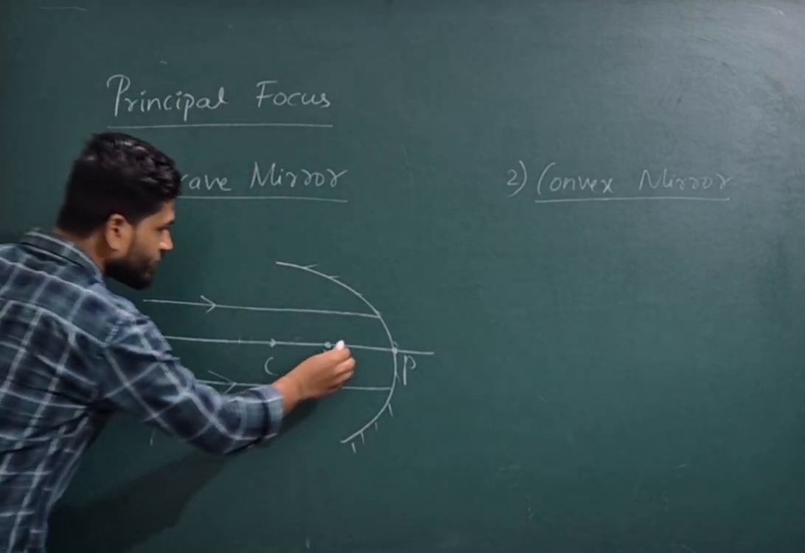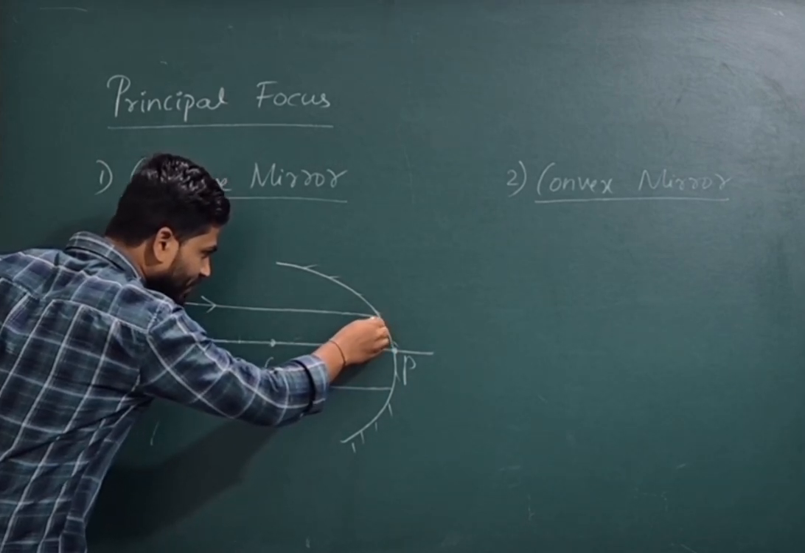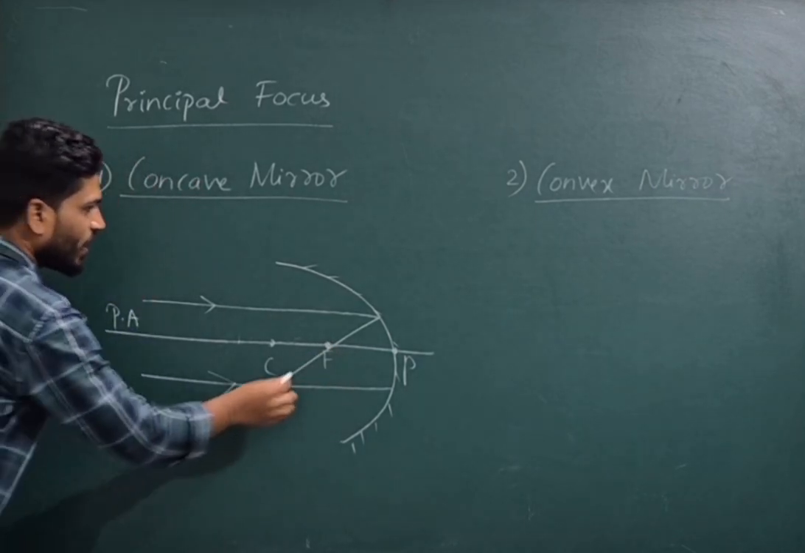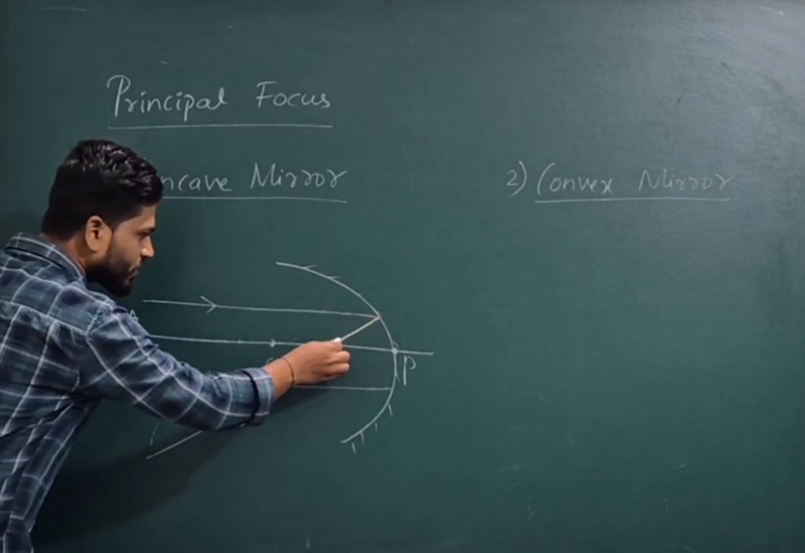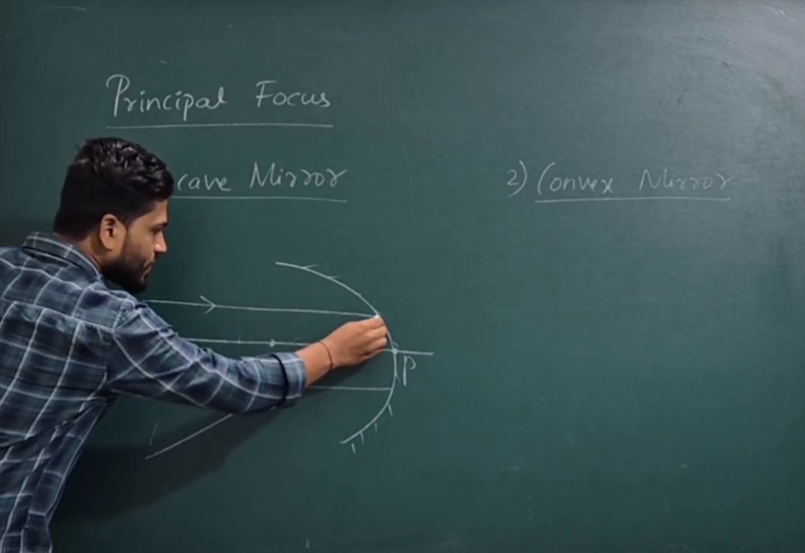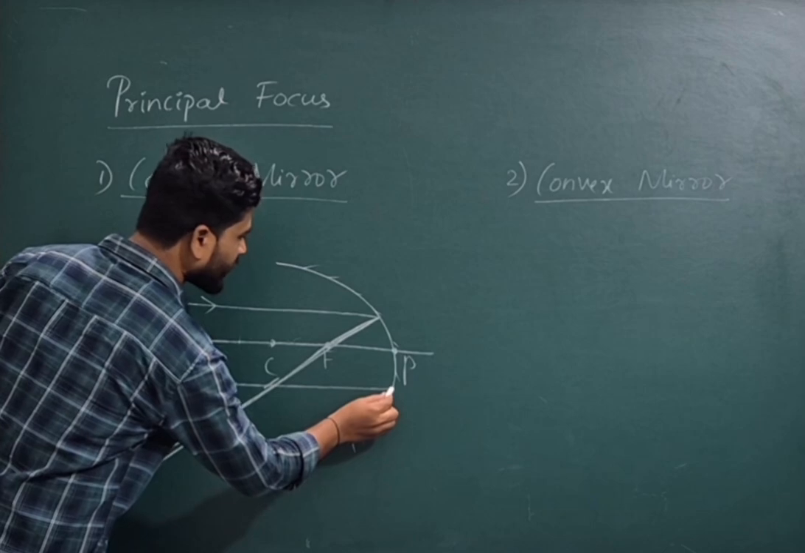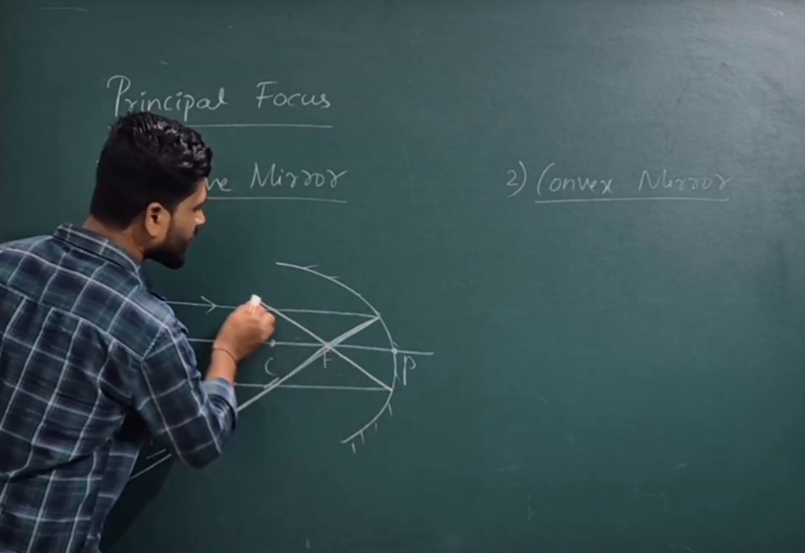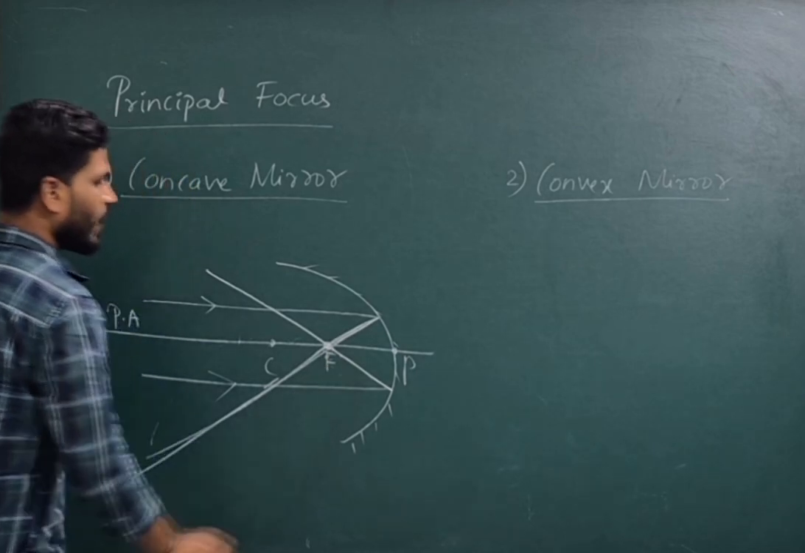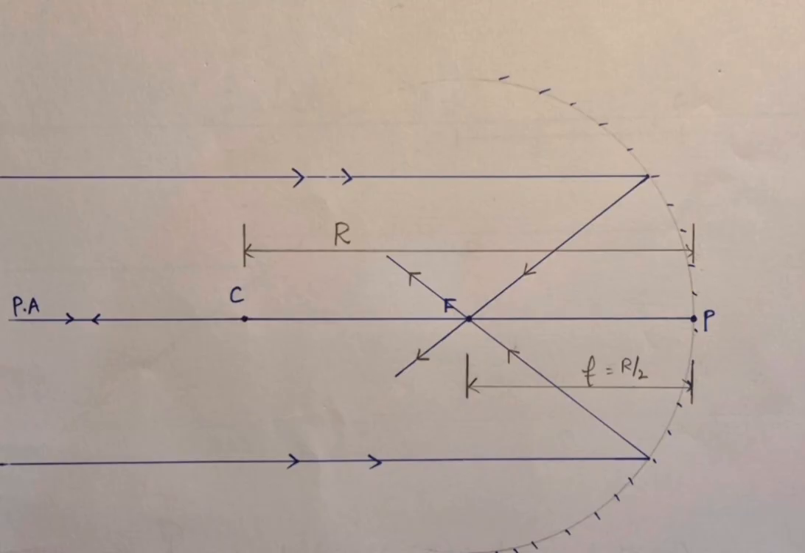So now, after reflection, this light ray will be going like this, right? Exactly through this point. You can make it correct, right? I'm sorry. Okay. This light ray will be going in this way, right? After this, this light ray again goes through the same point. This point is what, all of you? This point is the principal focus. This is what we discussed in the previous class.